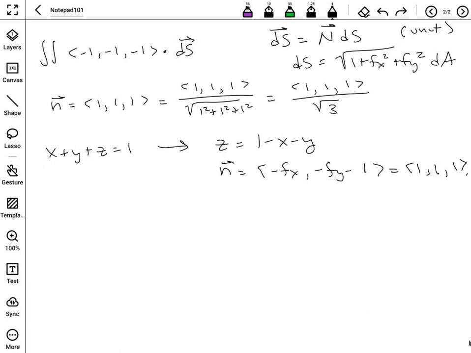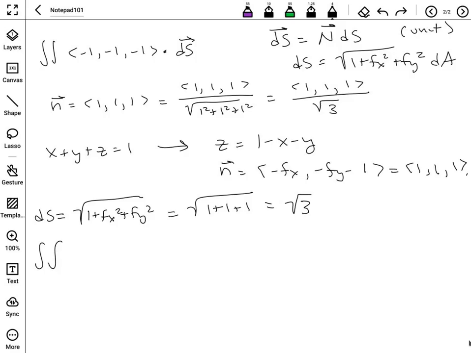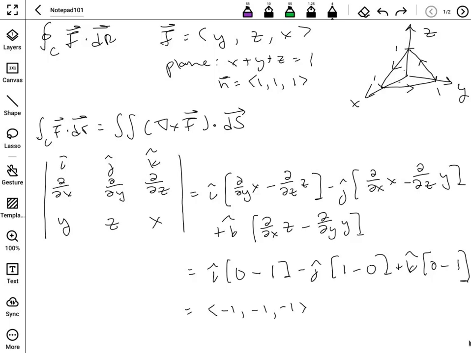And I anyhow needed to compute these derivatives to calculate my dS, which is square root 1 plus fx squared plus fy squared, which is square root 1 plus 1 plus 1, or root 3. So my surface integral is going to be negative 1, negative 1, negative 1, dotted with 1, 1, 1 over root 3, times root 3 dA. And the area that I integrate over is the shadow that my surface casts. So that's going to be in dy dx.